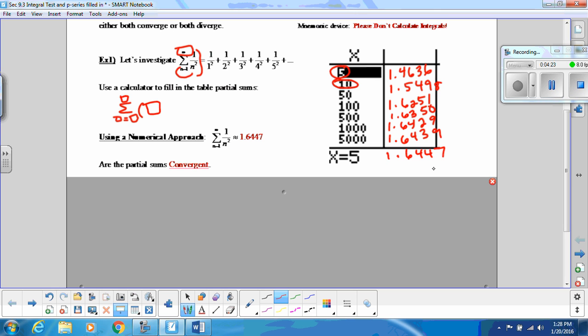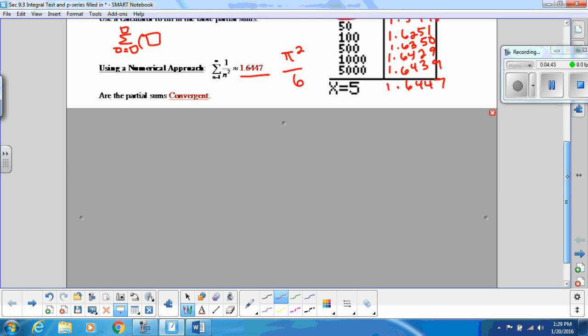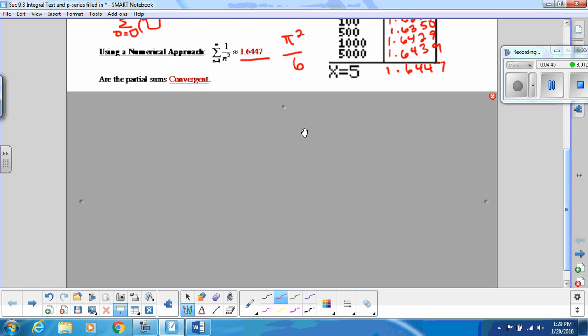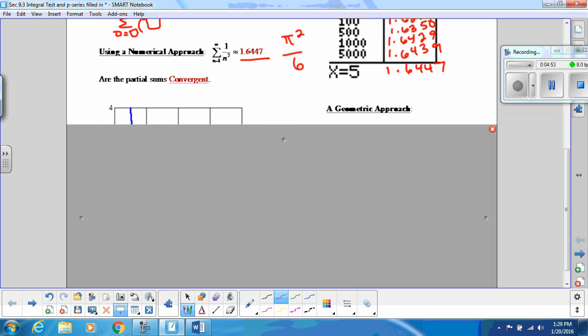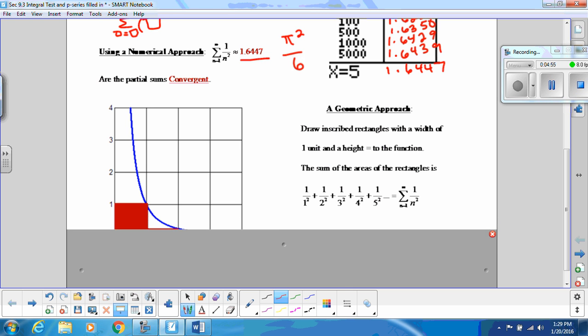If you actually do type in the infinity, you do get this number. It's about equal to, actually, I think you get pi squared over 6. I don't know what your calculator is going to give you, so check that and see what you get. But the whole idea is the numerical approach is going to give us a good idea. So are the partial sums convergent? Yeah, it would appear that way.